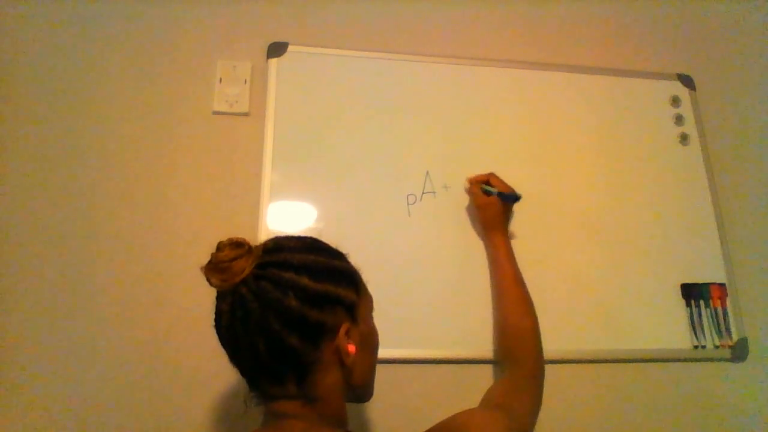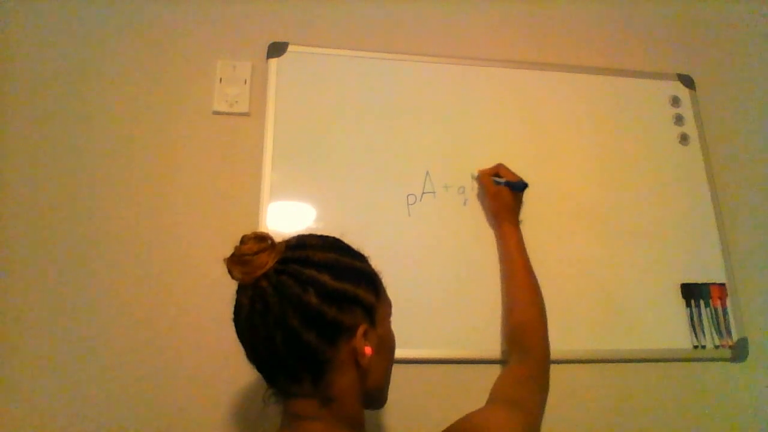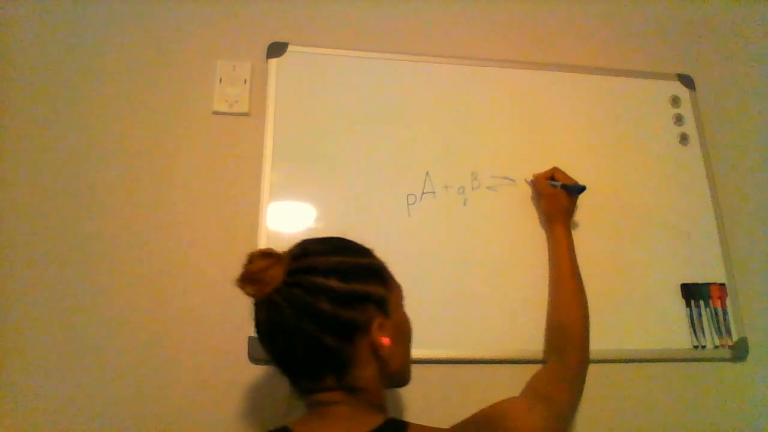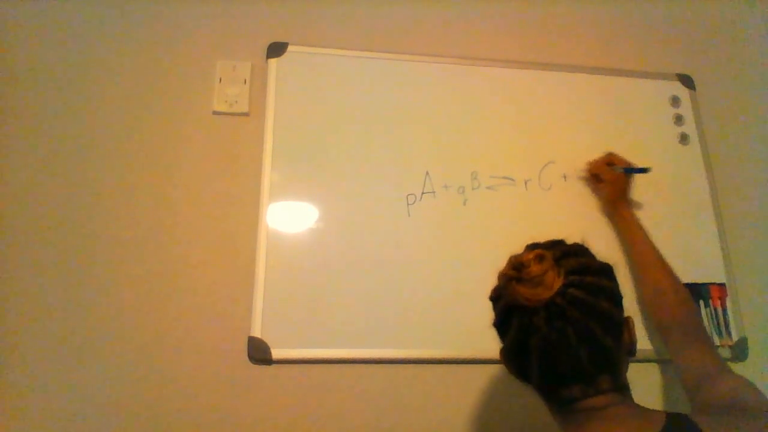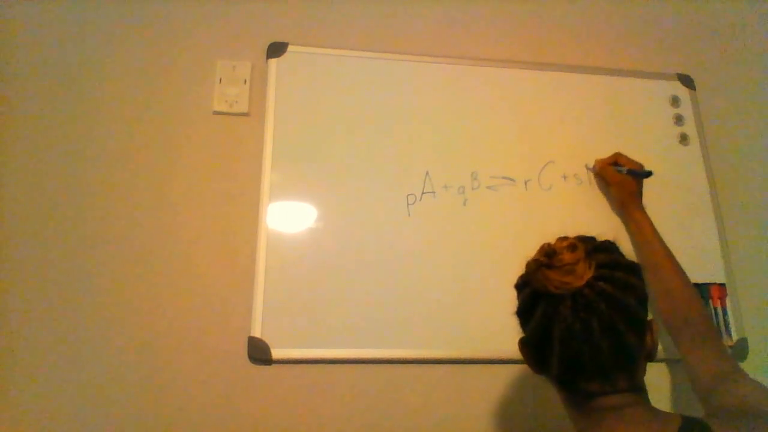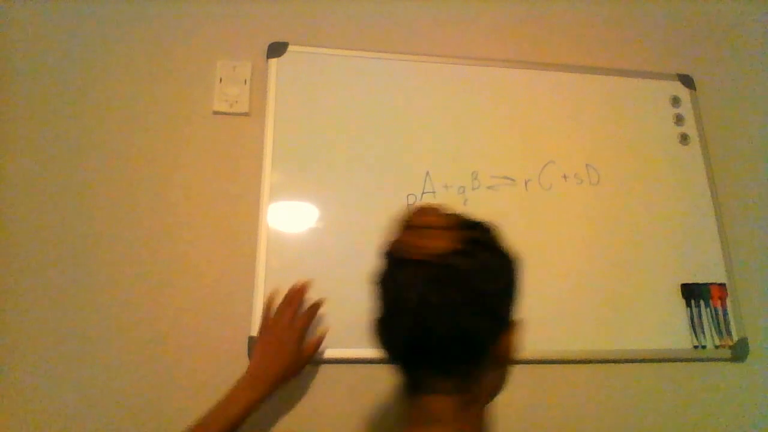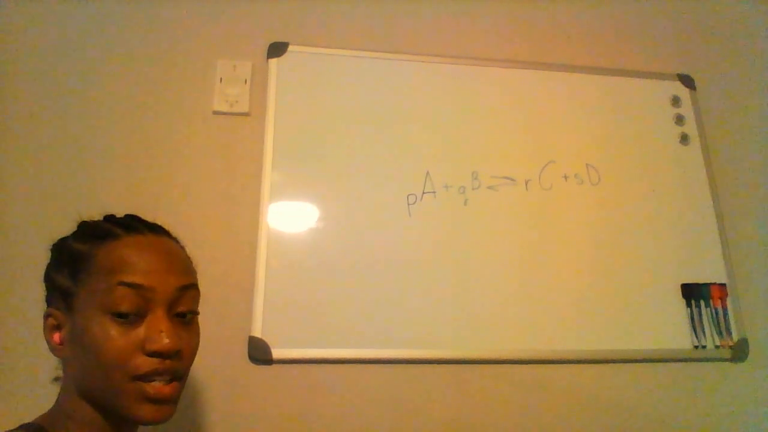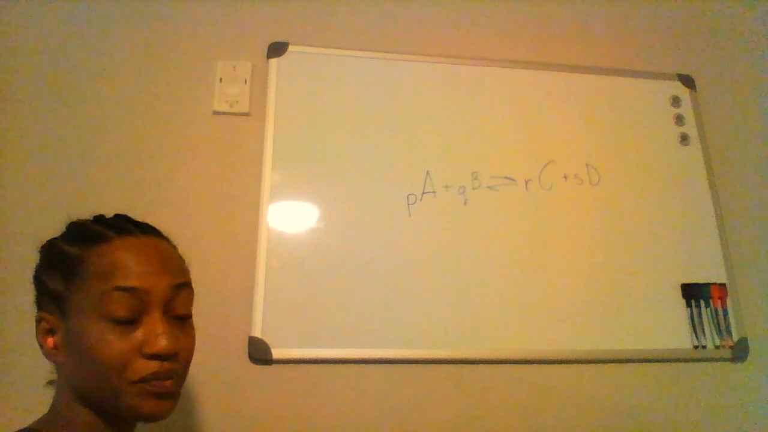P A plus Q B reverts between R C plus S D. What is the equilibrium constant for this equation? I'll give you a moment to think.